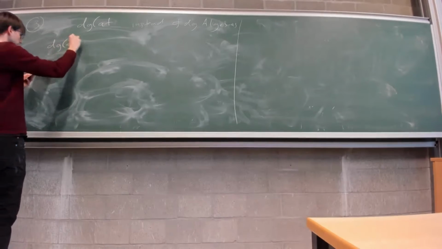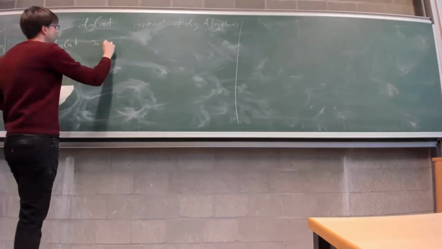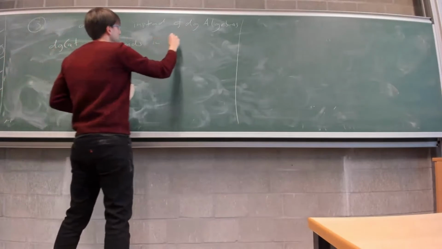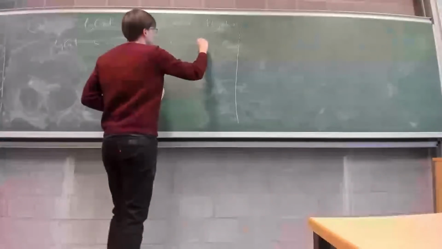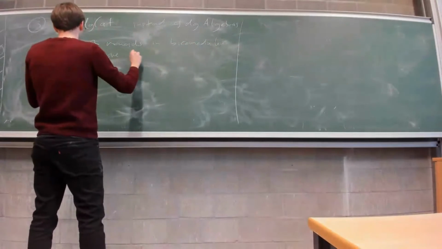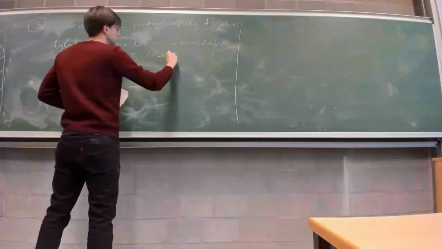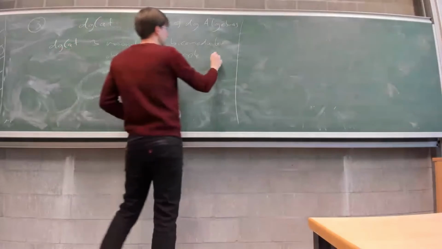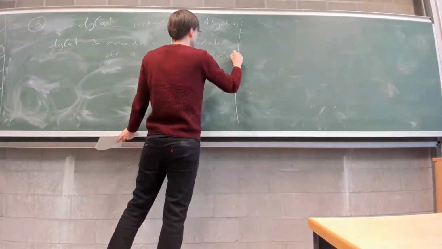so a DG category is somehow a monoid in bicomodules over a co-semisimple coalgebra, over a varying co-semisimple coalgebra. What does that mean?